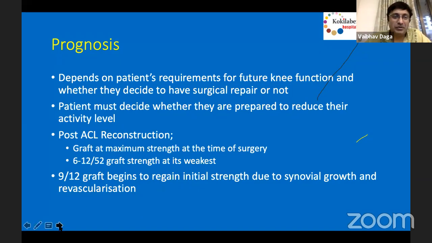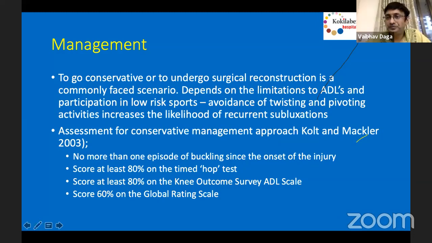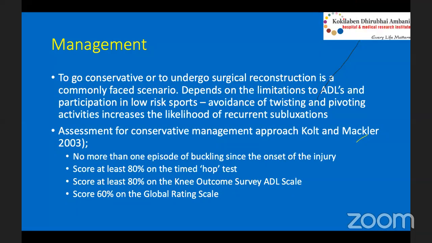So that's about the prognosis. As we go ahead with the management now, whether to go conservative or to undergo surgical reconstruction is a commonly faced scenario. It depends on the limitations of the activities of daily living and the participation in a low risk sport. Avoidance of twisting and pivoting activities increases the likelihood of recurrent subluxation.